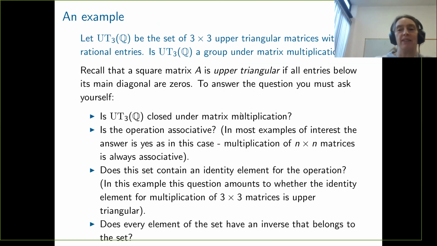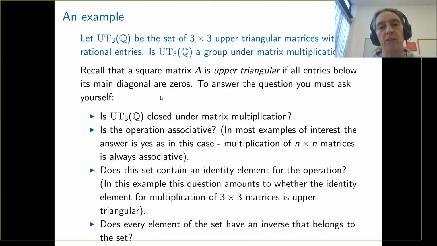Okay, so here's an example of such a task, and you'll find a few more of them in the lecture notes in section 1.2. So this particular example, UT sub 3Q, is the set of 3 by 3 upper triangular matrices with entries which are rational numbers. And the question is, is this a group under matrix multiplication? Okay, so I'm not going to completely answer the question here, but I'll mention things that we would have to do, and you can have a look at the lecture notes where there are some more examples of this type. So we're talking about the set of 3 by 3 upper triangular matrices whose entries are rational numbers. The question is, is it a group under matrix multiplication?